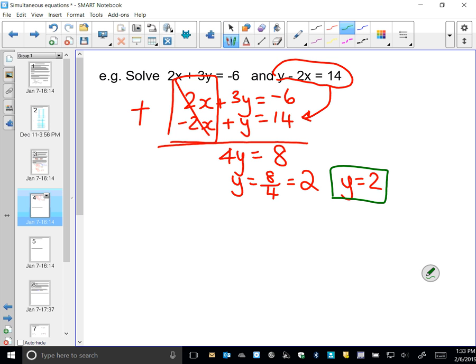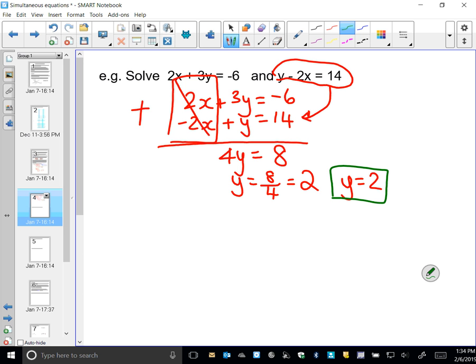So we know y is 2. I need to find the value of x. Are you tempted to substitute it into the first or the second? Not the second? Because there's a negative in it. Okay, so did we all hear that?